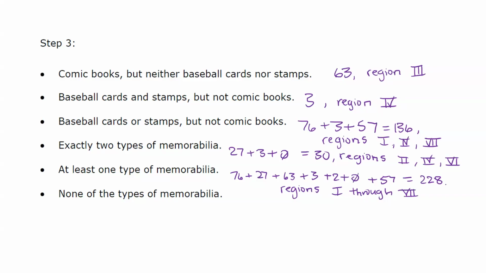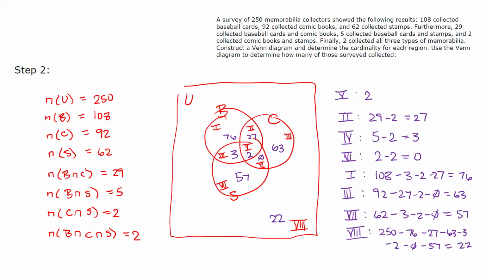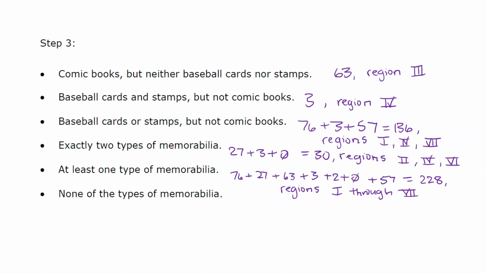So then lastly, how many collectors have none of the types of memorabilia? Well, that would be the value that's in region 8 because they're not in baseball, they're not in comic books, and they're not in stamps. So this would be 22, which is region number 8.